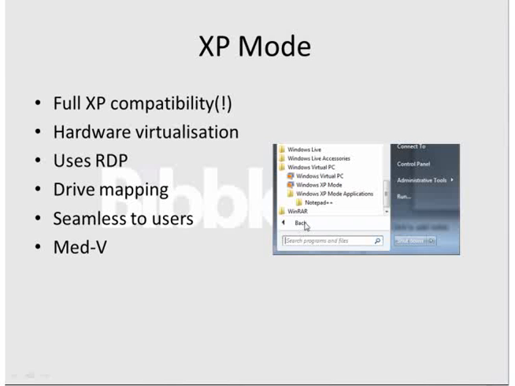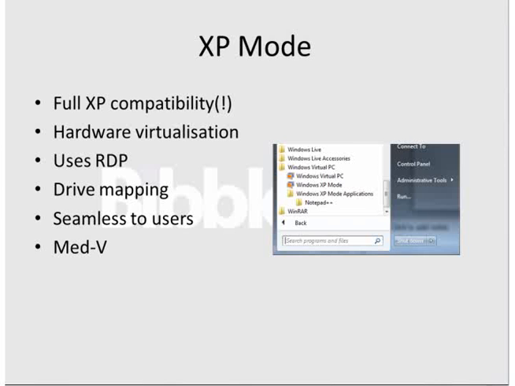The applications that you install on the version of Windows XP show up in the user start menu, and when the user clicks and runs them, it actually uses RDP, the remote desktop protocol, to display that in a seamless window on the user's desktop. It does full drive mapping, which means that when a user saves something in their My Documents inside the Windows XP virtual machine, it's actually mapping that through to be wherever their My Documents are in the Windows 7 computer. So it's fairly seamless to the user.